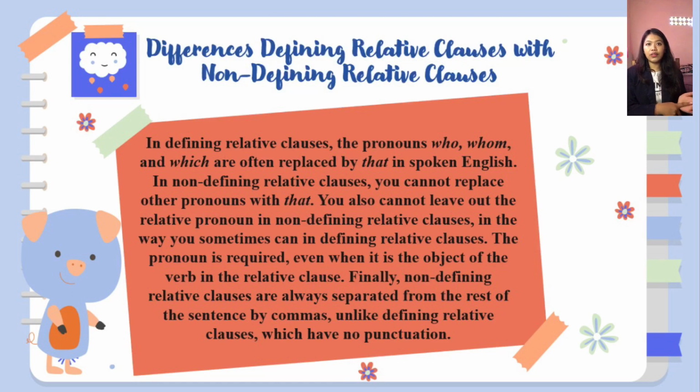Unlike a defining relative clause, which doesn't have that punctuation. To sum up the difference: in the defining clause we can use the relative pronoun that, but in the non-defining clause we cannot use that in spoken English. And for punctuation, in a defining clause we do not use a comma, but in a non-defining clause we use commas to set off the clause in the sentence.